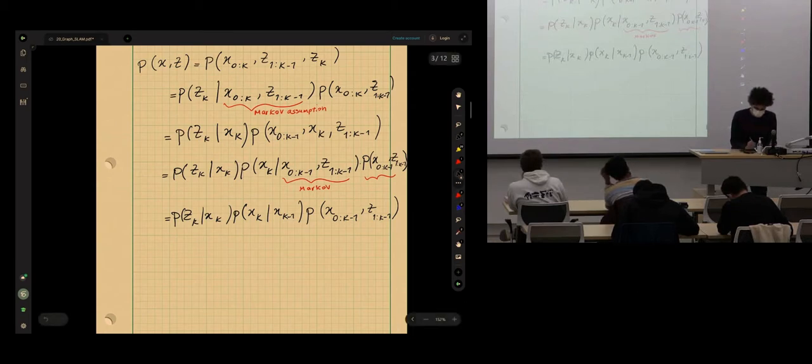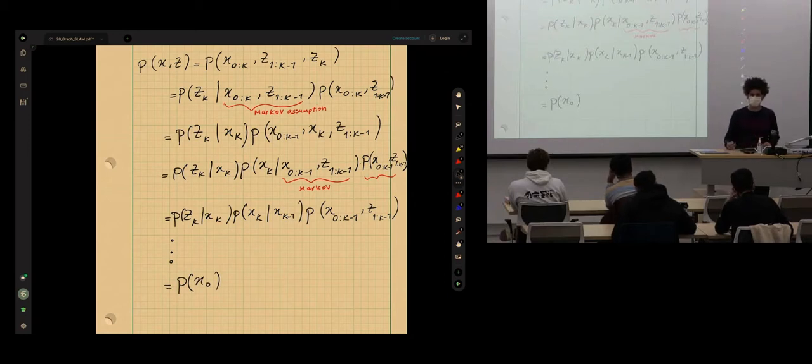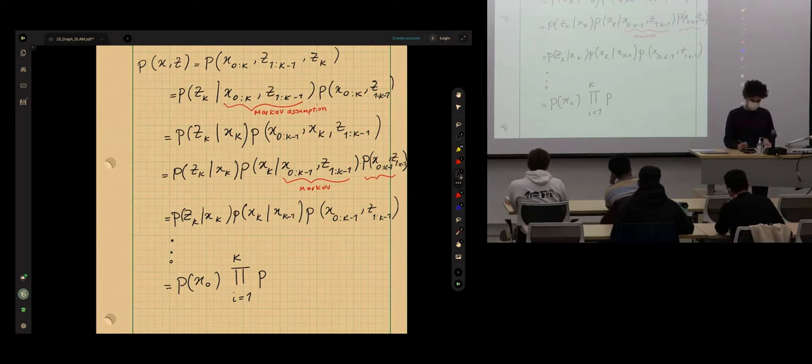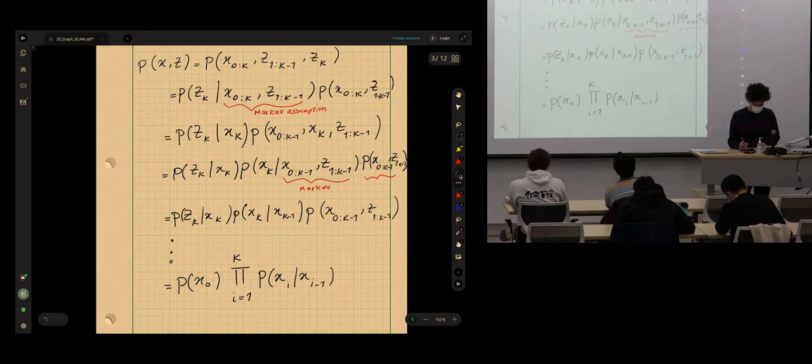If you repeat this process, you can factorize this into a prior term, because at time step 0, there's nothing to condition on, multiplied by this factorized form of the joint distribution, where at every time step i, we have our motion model times the likelihood model.